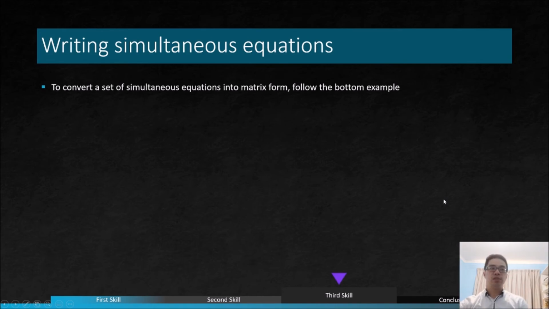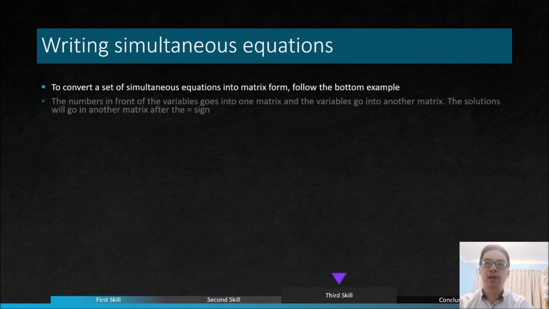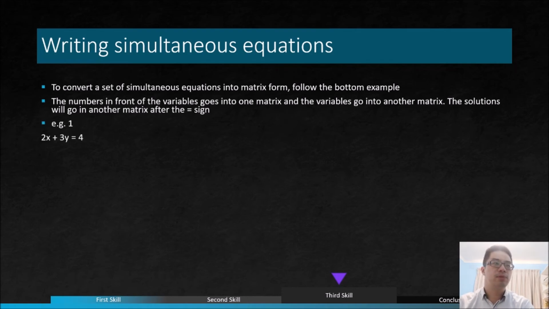Writing simultaneous equations. So in this one, you need to convert a set of simultaneous equations into matrix form, following the bottom example. The numbers in front of the variables go into one matrix, and the variables go into another matrix, and the solutions will go into another matrix after the equal sign. So for example, 2x plus 3y equals 4, and 3x plus 2y equals 4. First of all, make sure it's lined up, the x's and then the y's underneath each other. So when that's done, all you have to do is transfer the numbers.